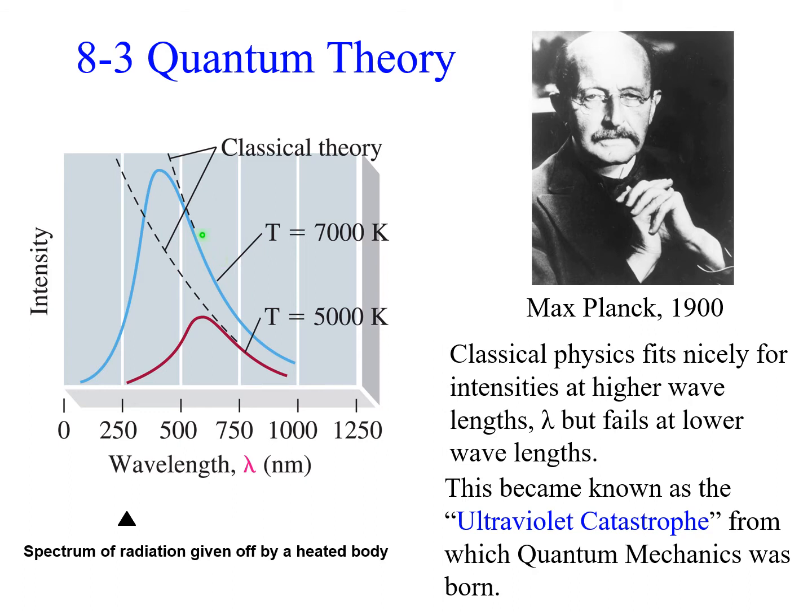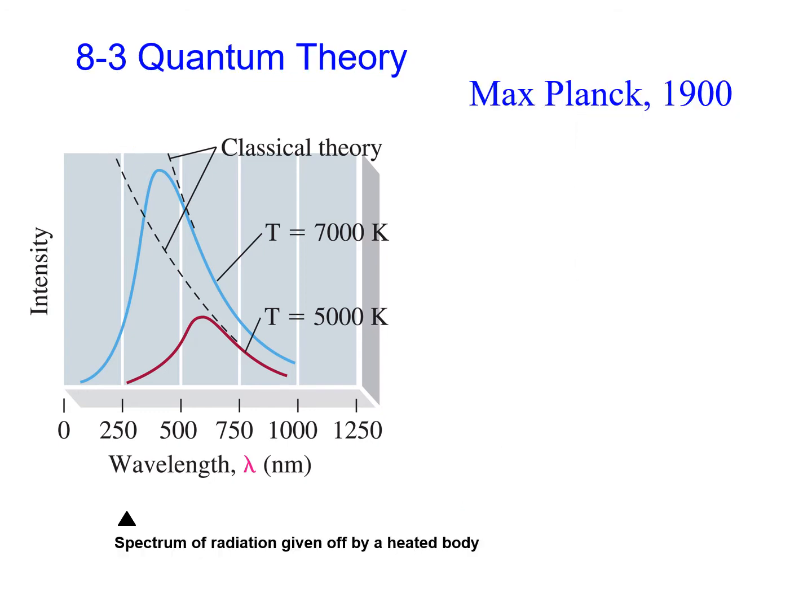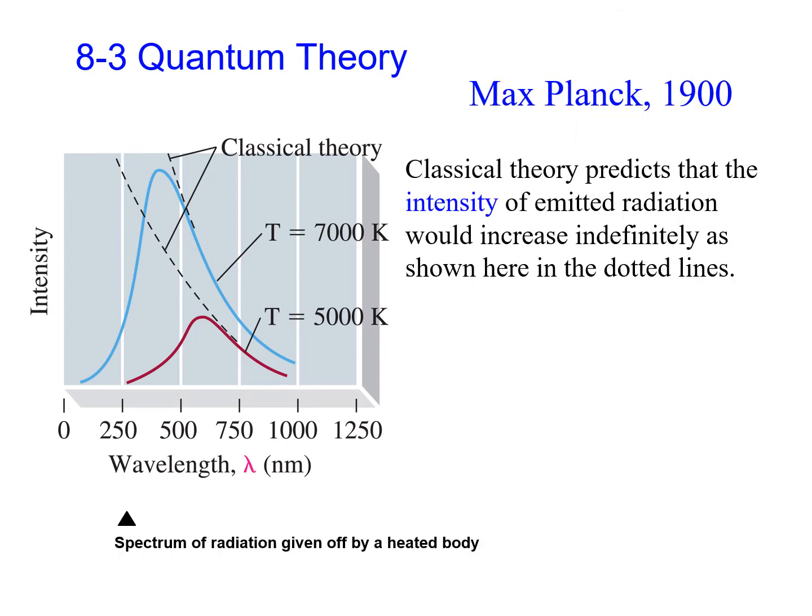And so in classical theory, look at these dotted lines, you would see that the intensity should be infinite. And we see limitations here. We see discontinuous observations, but in classical theory, at much higher temperatures, in the UV spectrum it fails. And so you can see where classical physics fails as a function of intensity and wavelength. So given that, classical theory predicts that the intensity of emitted radiation would increase indefinitely, as you see here, okay? But it doesn't.